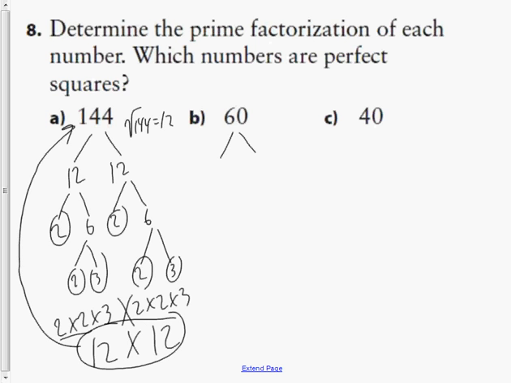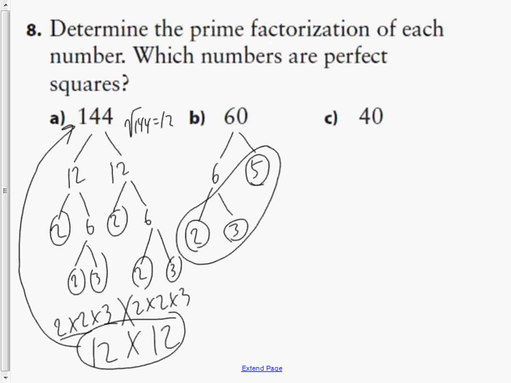60 can be, well, we can go 6 times 5. That's one way. This is a prime factor. This is not. This is 2 and 3. So the only way I can create 60 using the product of prime factors is by multiplying 2, 3, and 5 together. I can't evenly redistribute those to make 2 identical numbers, which means 60 is not a perfect square.